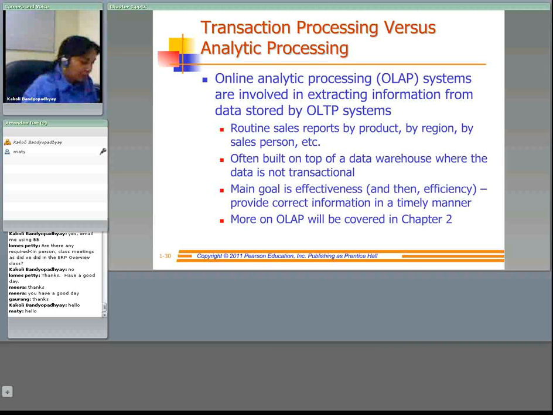Next generation of BI applications. RFID, radio frequency identification tags, are the fastest growing applications for the next generation of business intelligence. Other next generation BI applications would be text mining, web mining, intelligence gathering from the web, etc.